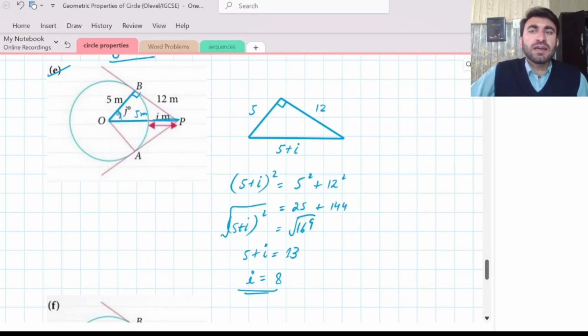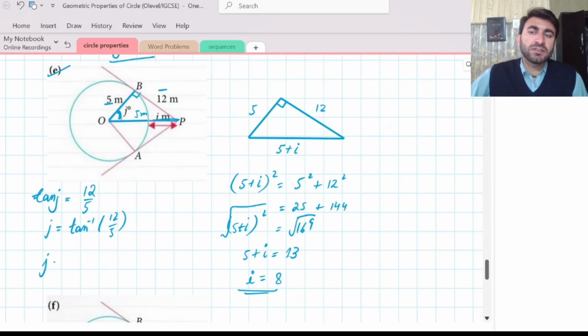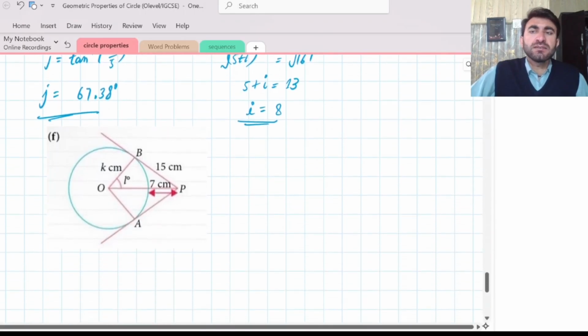Now, in order to find the angle J, we can use the tangent ratio because we have the side adjacent to it and the side opposite to it. So tangent J equals 12 upon 5. So J shall become tangent inverse of 12 upon 5, and we use a calculator to figure out this value, and that becomes 67.38 degrees. So these were the two unknowns in part E. Now we move to the last part. This is the last F part.